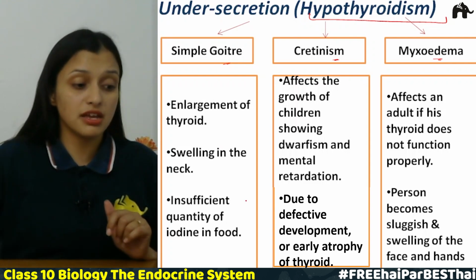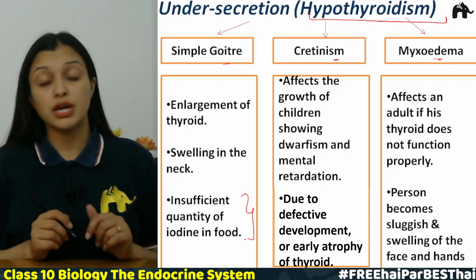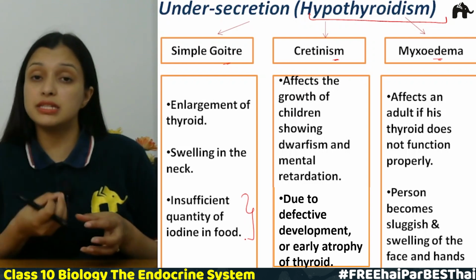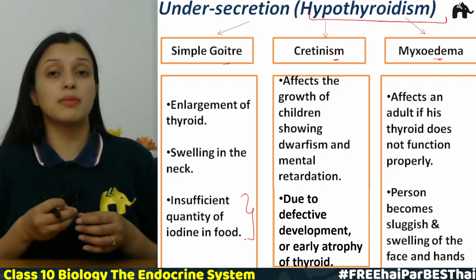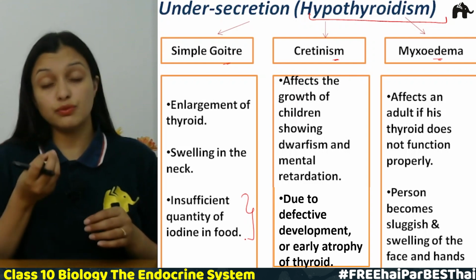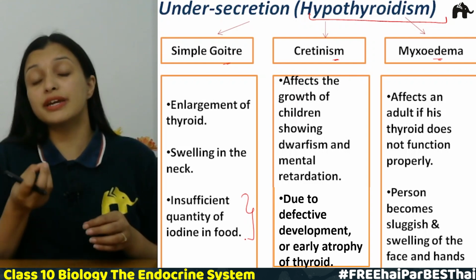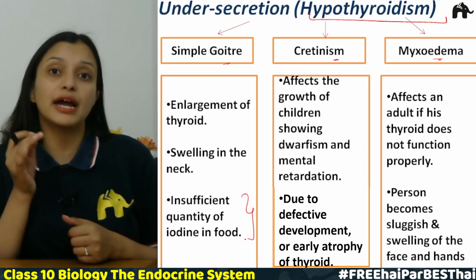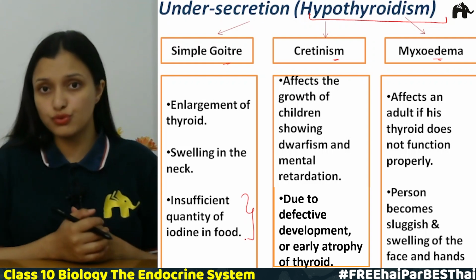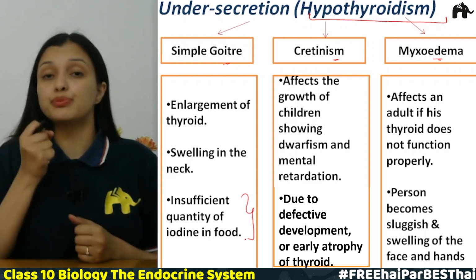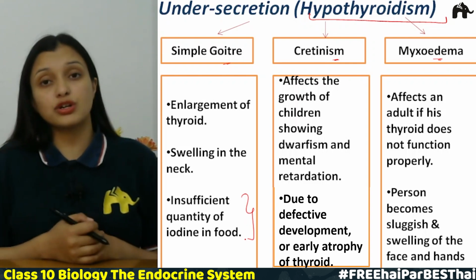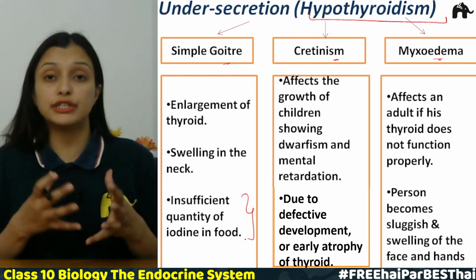Then there is insufficient quantity of iodine in food. This is the situation which arises when you take less or insufficient amounts of iodine in your food. So iodine, from where do you get it? You get it from the salts, right? So it is very important to have iodized salt in your food, so that your body can produce enough hormone called thyroxine, and that thyroxine can actually help your body to grow.